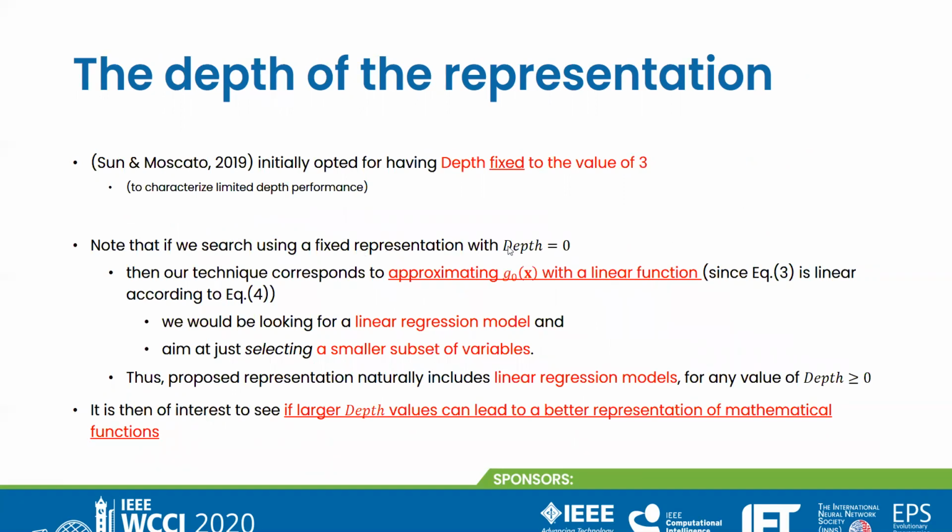Note that if we search with a representation with depth equal to 0, this means that our technique basically corresponds to approximating the unknown function with a linear function. And since in general we have to select a set of variables, we have a mixed combinatorial optimization plus linear regression problem if we just approximate with the first function. So our representation naturally includes linear regression models for any value of depth greater than 0, and it will be interesting to see if greater values of depth lead to better representation of mathematical functions.